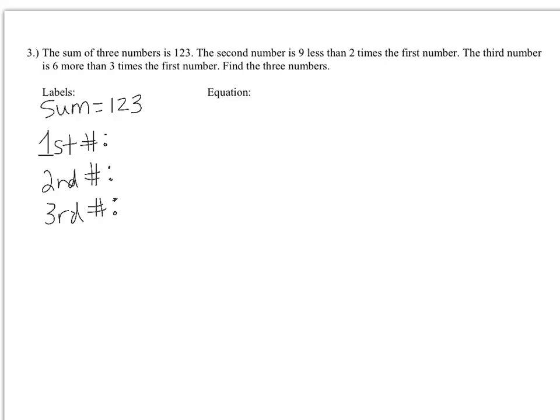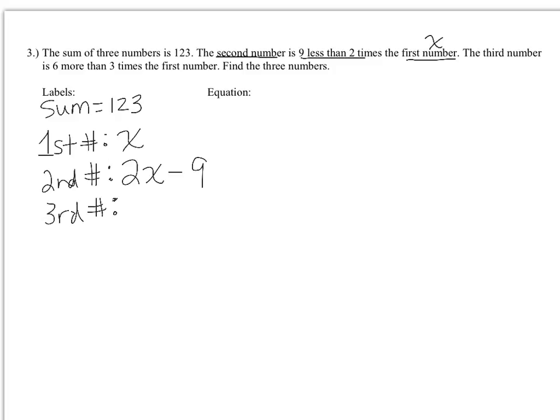Okay, it says the second number is 9 less than twice the first. So the second number is being compared to the first. Do we know what the first number is? We don't. So we can call it x. And then the second is 9 less than twice x, basically. So remember, since it's less than, it's going to be minus 9 at the end. 2 times the first, well, that would be 2x minus 9.